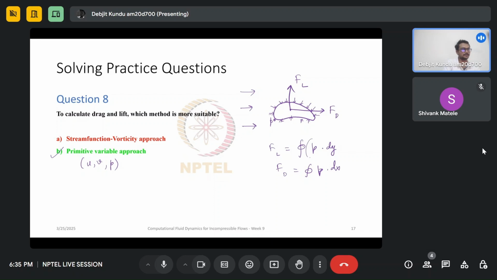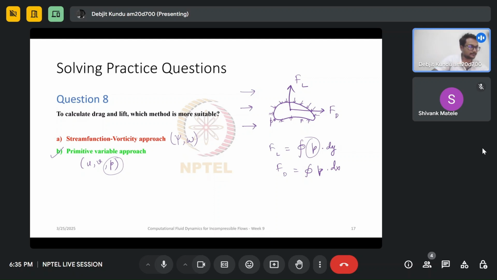So I need the pressure, and in the primitive variable approach, pressure is explicitly solved, instead of the stream function vorticity approach, where we learned that we solve for psi and omega, and then finally we can find the pressure using a pressure Poisson equation, but it's not explicitly solved every time. So we have to keep going back and forth in order to get the pressure. So in case of an unsteady situation, we need the pressure at every time step. So in that case, the primitive variable approach is much more suitable.